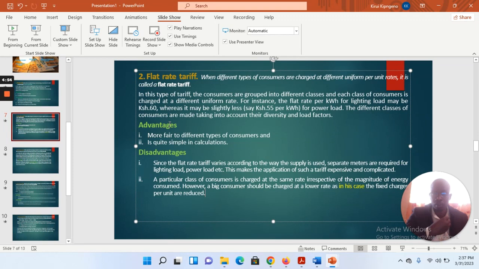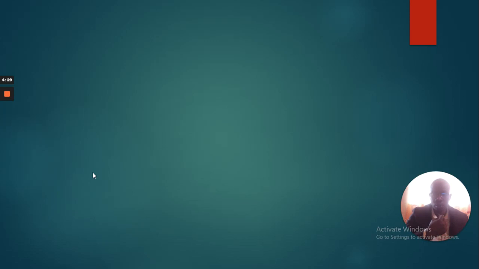Lessons today. We will begin from where we left in our last lesson, and we were looking at the different types of tariffs. I remember we talked about the first type of tariff, which is the flat and uniform rate tariff, where we say that the cost per unit is uniform.